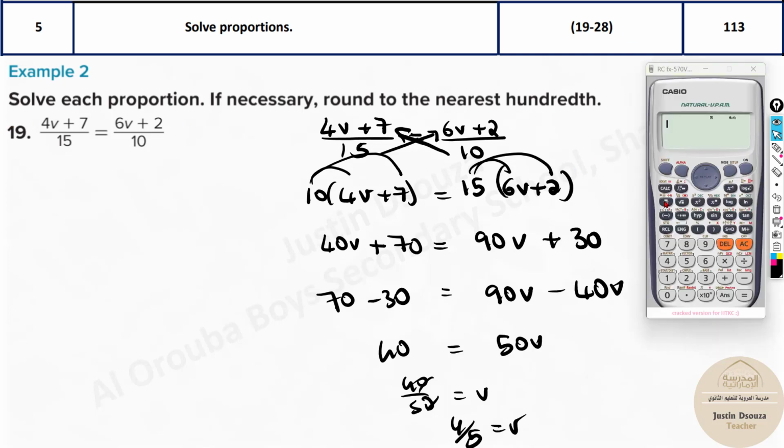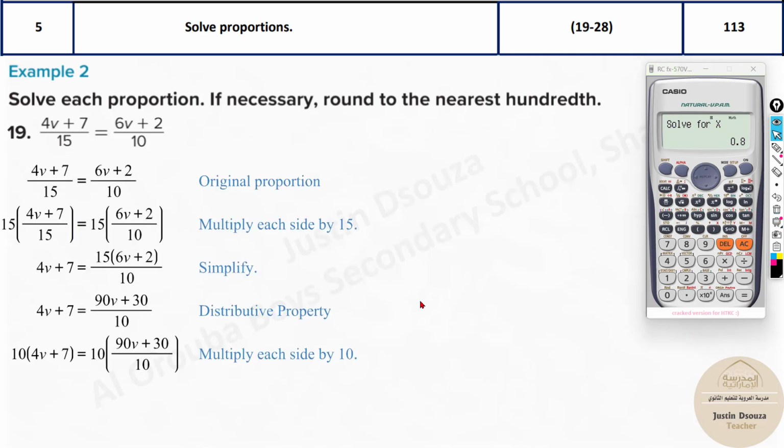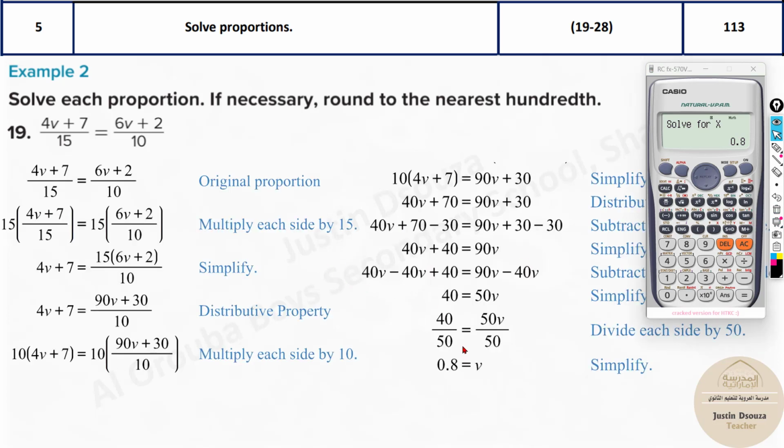Here, type it out as it is, 4x plus 7 divided by 15, equal to 6x plus 2 by 10. Both the variables are the same. If this is one value, this is also the same value, so variable x and x. Now shift and solve, and press equal to, you'll directly get the answer 0.8. And that was the answer over here. You can see, same answer.